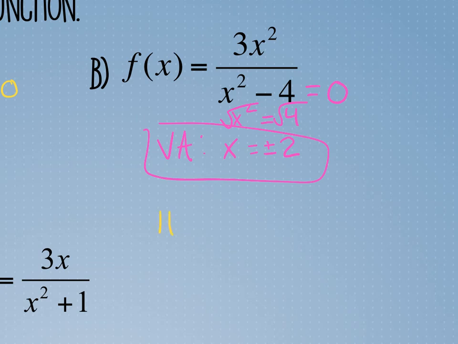Now for our horizontal asymptote. What do we look at? The coefficients and the exponents of the numerator and the denominator. So what are the exponents of our numerator and denominator? 2 and 2, so they're equal. So now we look at the coefficients and divide them. So we get 3 over 1, which is 3. So our horizontal asymptote is y equals 3. We cannot forget the y equals.